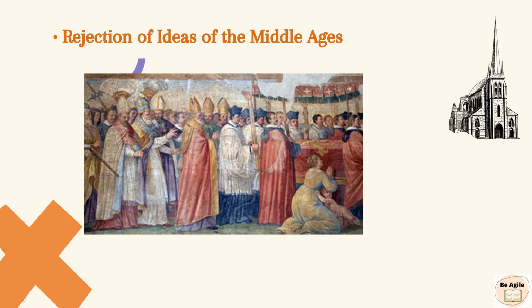The second feature of the Renaissance movement was the rejection of the ideas of the Middle Ages. In the Middle Ages, religion dominated and controlled the lives of the people. The medieval scholars were of the opinion that one should live a pious life. They believed that the world was filled with temptation and worldliness. On the contrary, the Renaissance thinkers emphasized the responsibilities and duties of the people towards society.